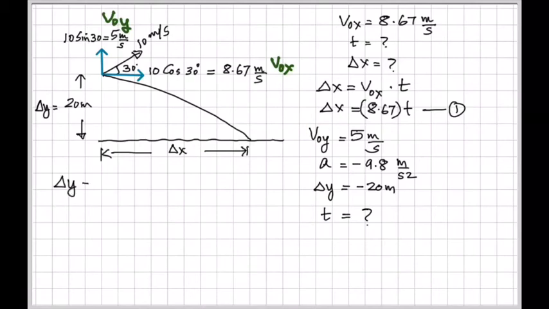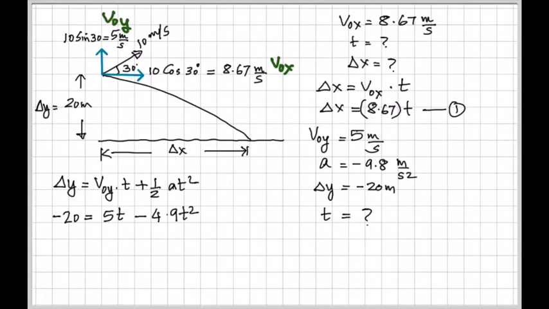So write that delta y is equal to v naught y t plus 1/2 a t squared, and negative 20 is equal to 5 t minus 4.9 t squared. Wow. So is this a quadratic? You don't like it, do you? 4.9 t squared minus 5t minus 20 is equal to 0.